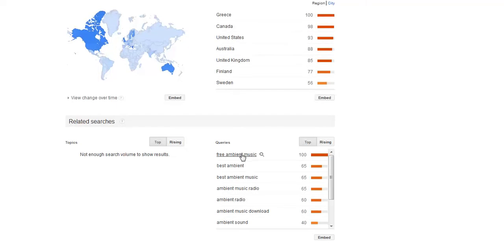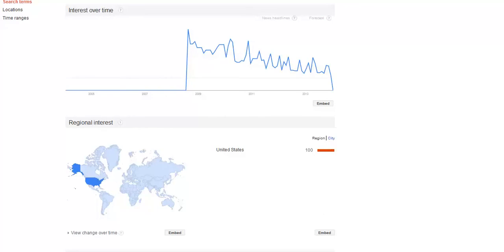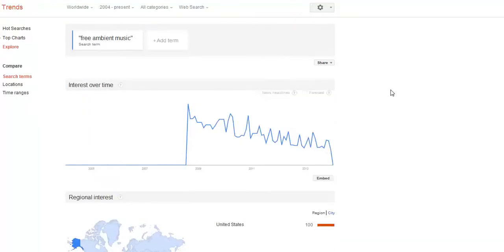And free ambient music. Now you can click on this and see what happens. Let's click on that. And you get this, not a ton of information. I suspect if we put free ambient music in the keywords tool, there wouldn't be a ton of searches. But one thing I'm looking for here is just a loose picture of the subniche. And it looks like ambient music, free ambient music.